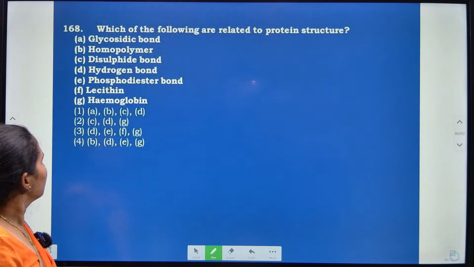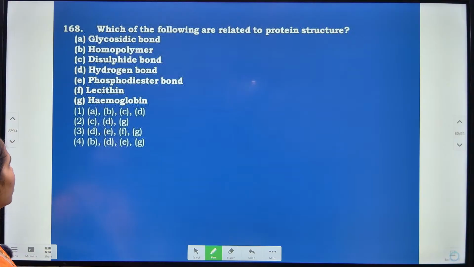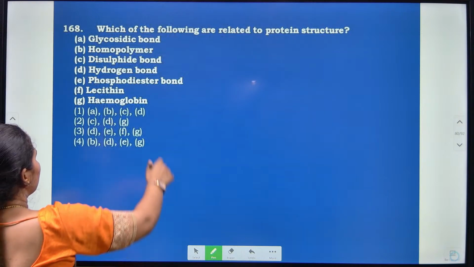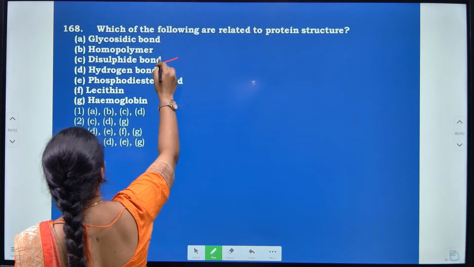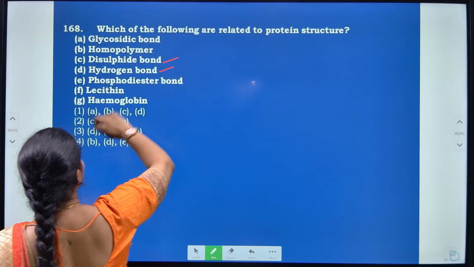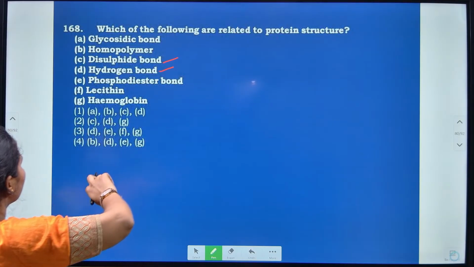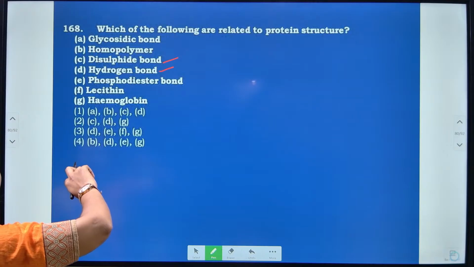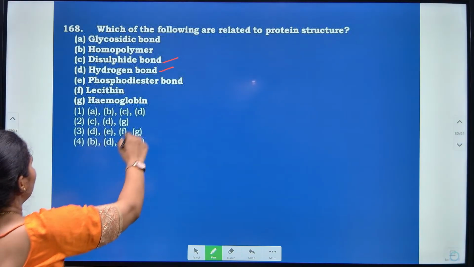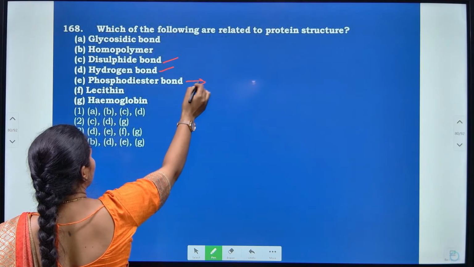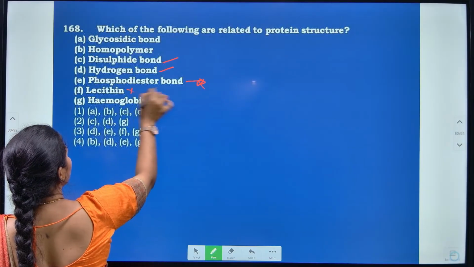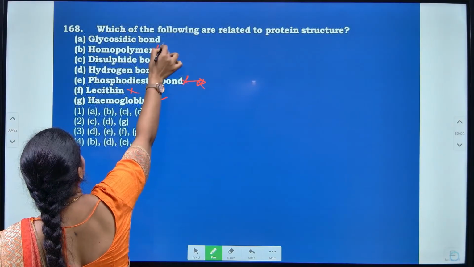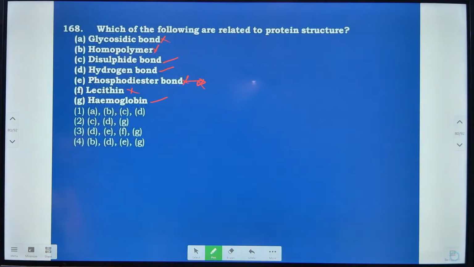Second one: which of the following are related to the protein structure? So glycosidic bond is not present, homopolymer is not present. Yes, there is a presence of disulfide bond and a presence of hydrogen bond. Phosphodiester bond is not present here, and these are not present when it comes to the structure of the protein.